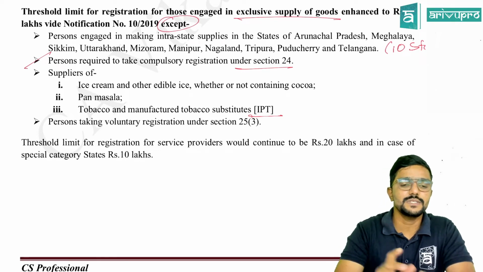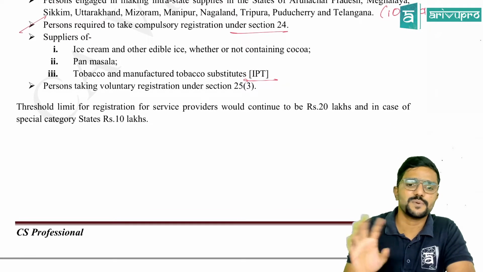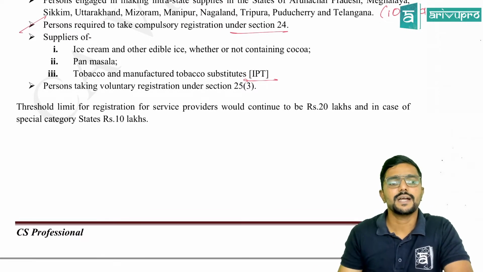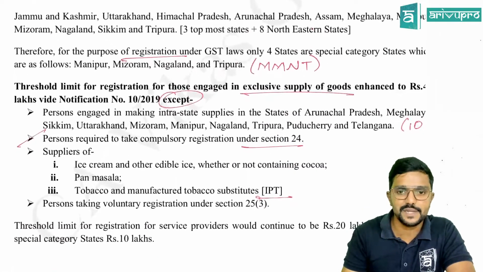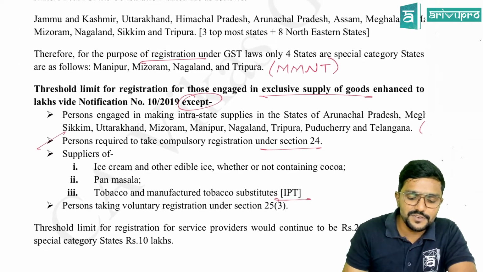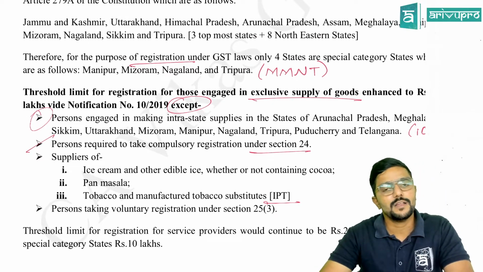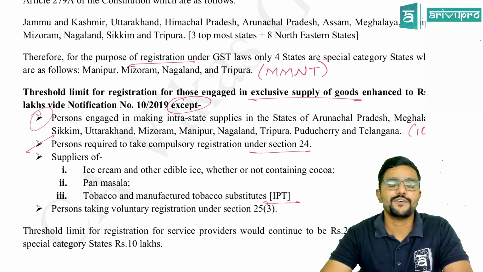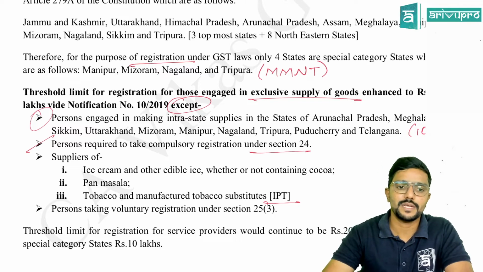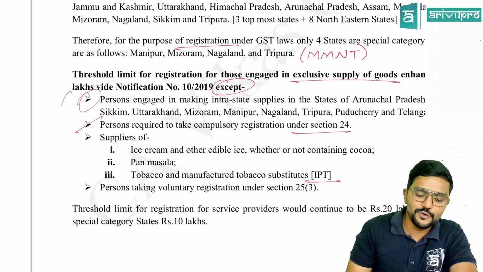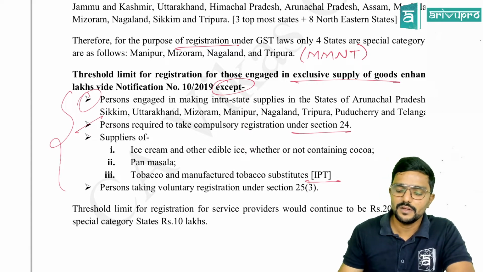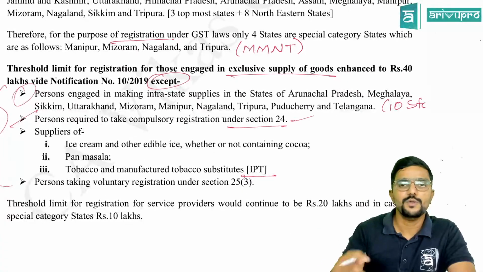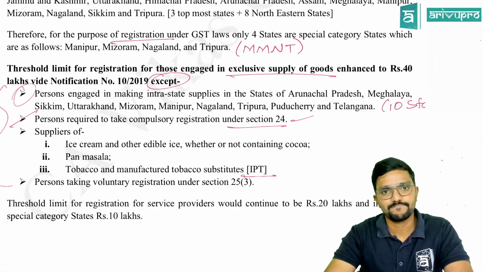So the threshold limit for registration for service providers will continue to be 20 lakh. In case of special category states it will be 10 lakh, because you can see special category states MMNT is excluded in this first point. Along with that, another 6 states have been excluded, for whom the 40 lakh limit is not applicable. So whoever is covered in these 4 points, for them the 40 lakh limit is not applicable, guys. In that case a 20 lakh or 10 lakh limit might be applicable, or if you are covered under 24, no limit at all is applicable for you.